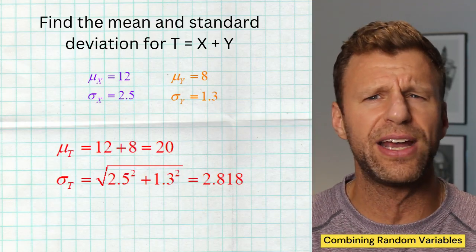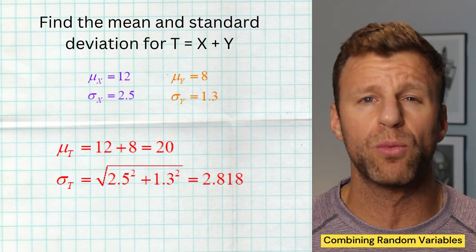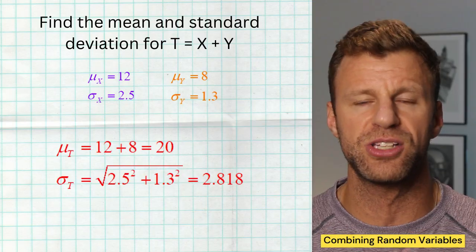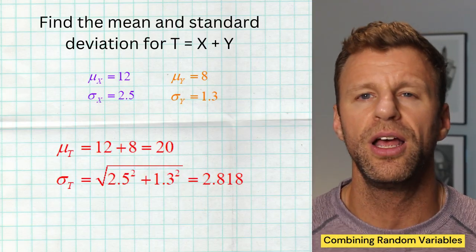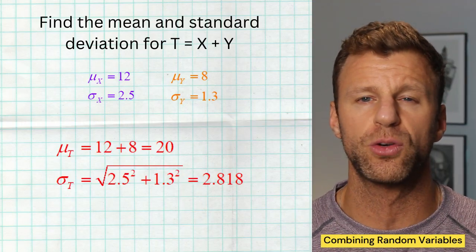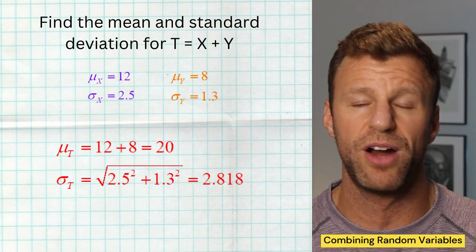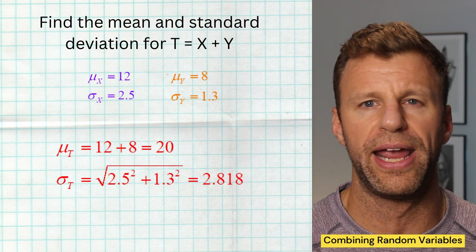But now we need to get all of that variance back to a standard deviation. So we're going to put a giant square root around all that variance, because once you have variance, take the square root of it and you get standard deviation. It's a little bit of a tricky procedure, but hopefully it's not too bad. Again, just taking the 2.5 squared variance for x plus the 1.3 squared variance for y, add it together, square root around that total, and we get 2.818.